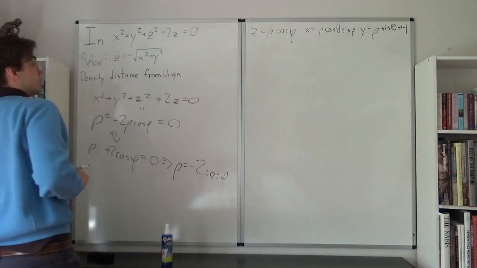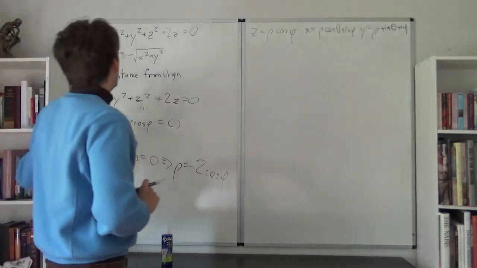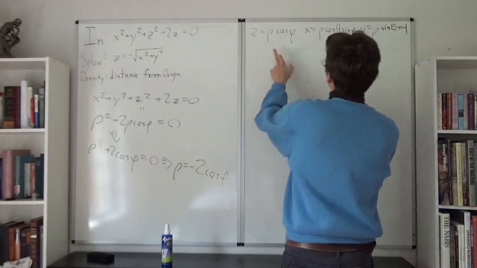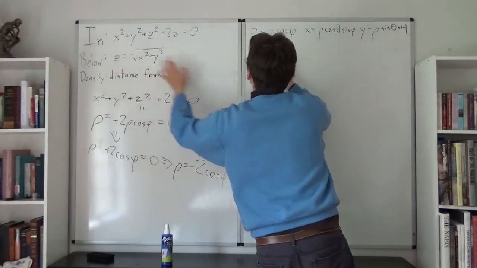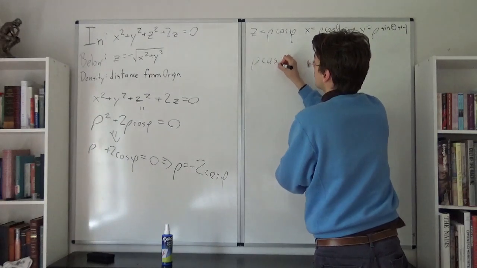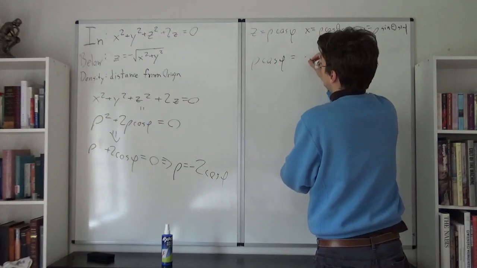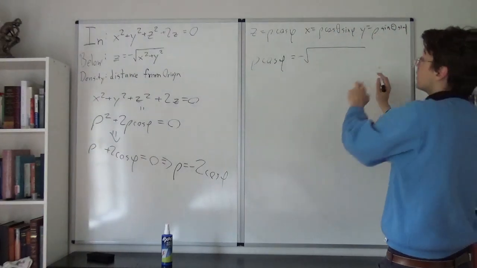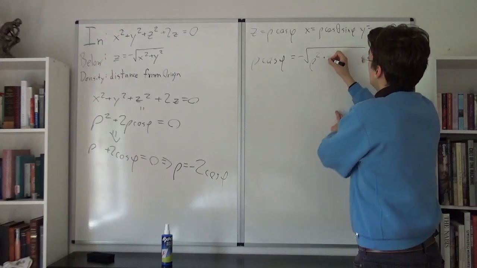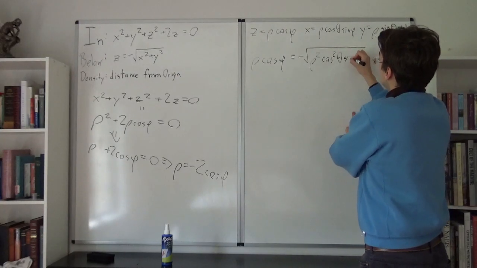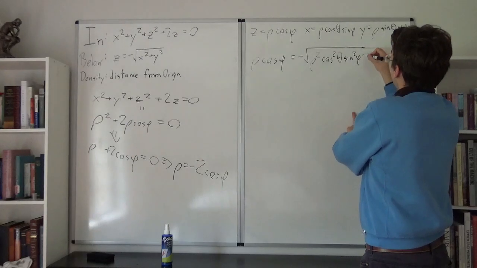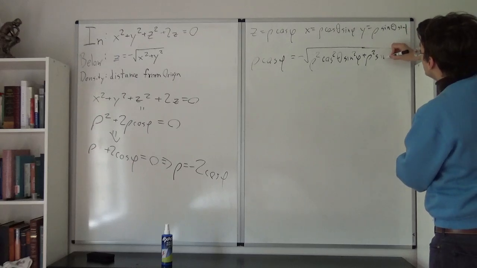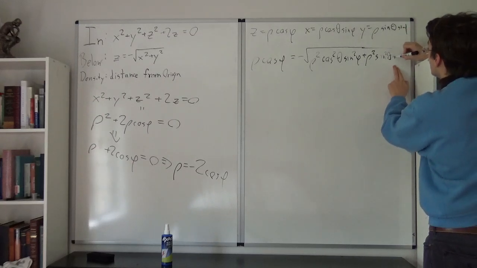So this is going to be a little more involved. Let's plug in z. So this turns into rho cosine of phi is equal to negative square root of this squared plus that squared, okay? So rho squared cosine squared theta sine squared phi plus rho squared sine squared theta sine squared phi.